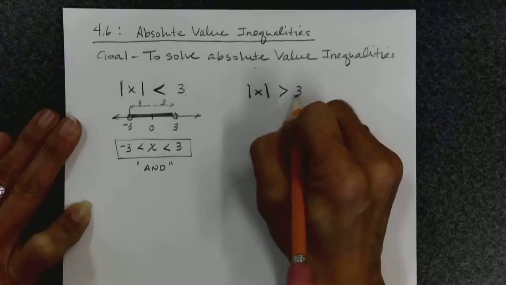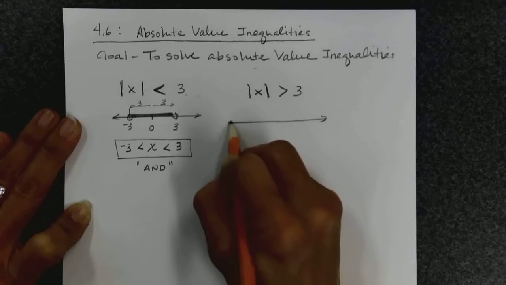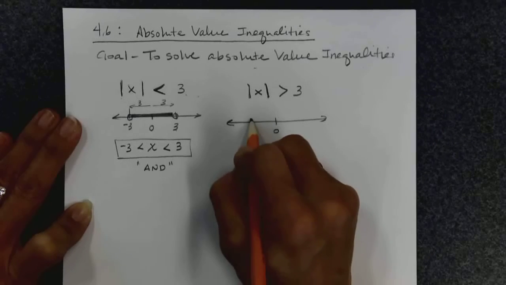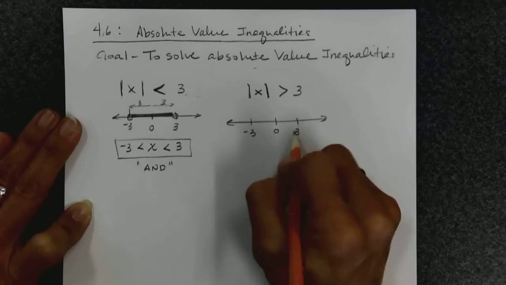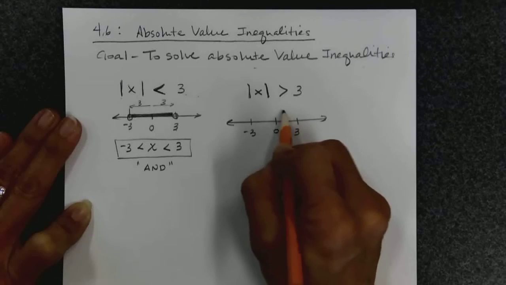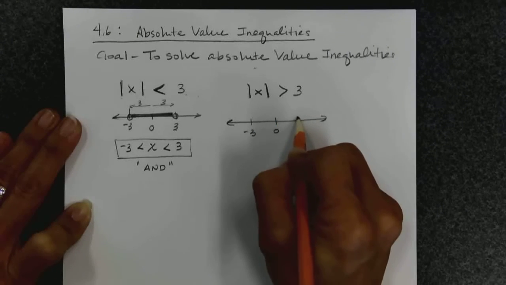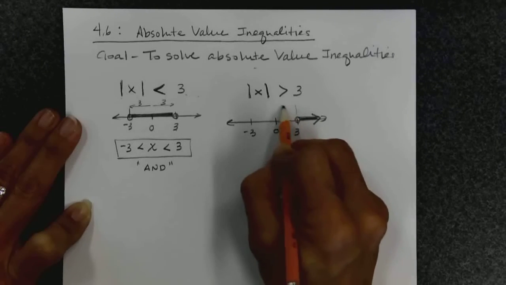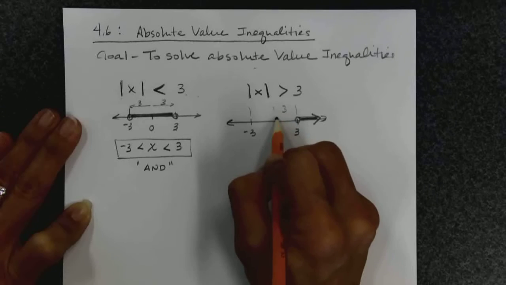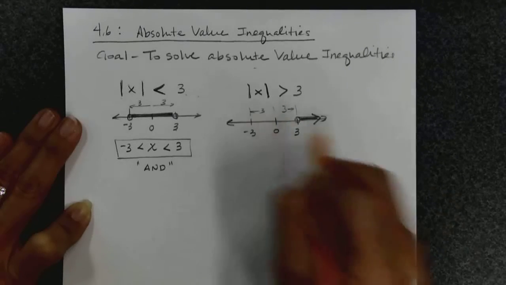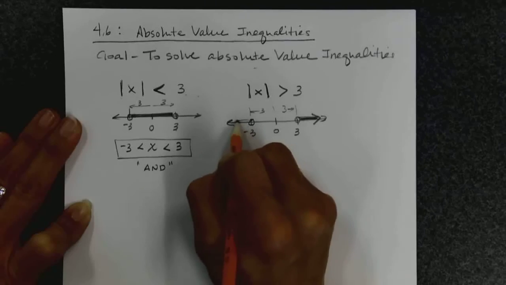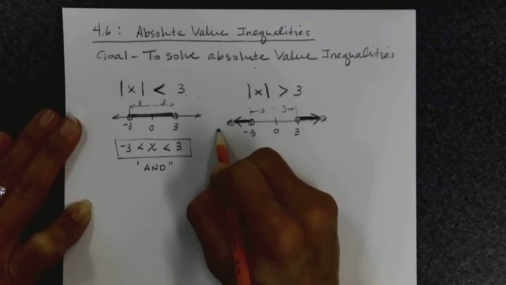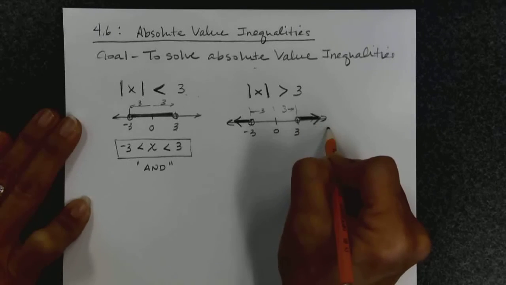that are greater than 3, so I'm looking for all the numbers that have a distance of greater than 3 away from 0. So here's 0, and here's -3, and here's 3. I want the distance to be greater. So if this up to here is 3, I want all the numbers that have a distance of 3 or more, because that's 3 this way, and 3 this way. So if you notice, these numbers are either all less than -3 or all greater than 3.